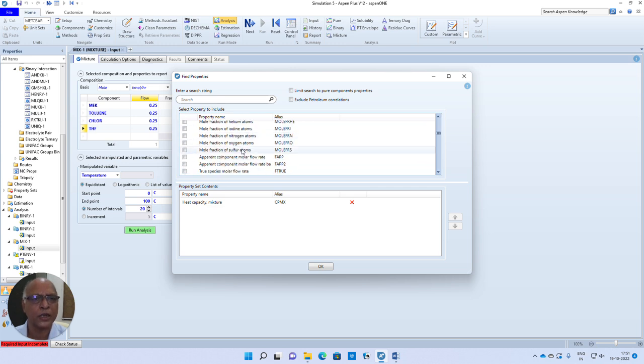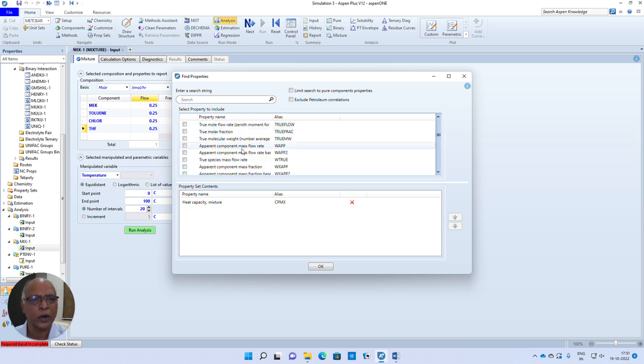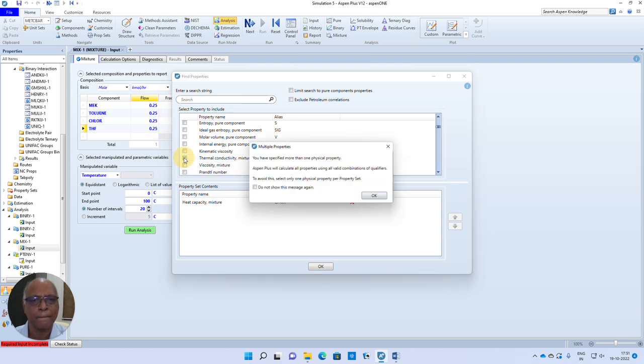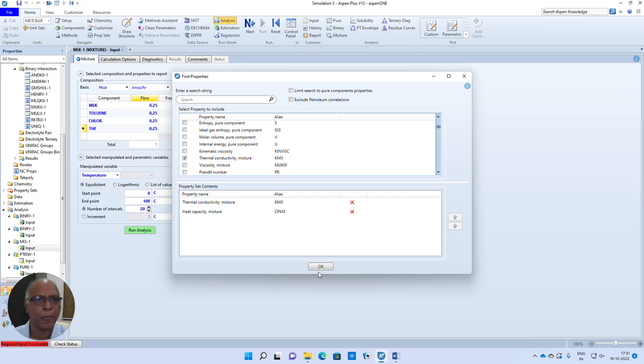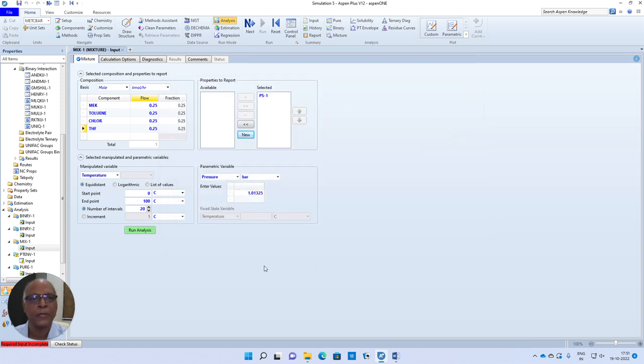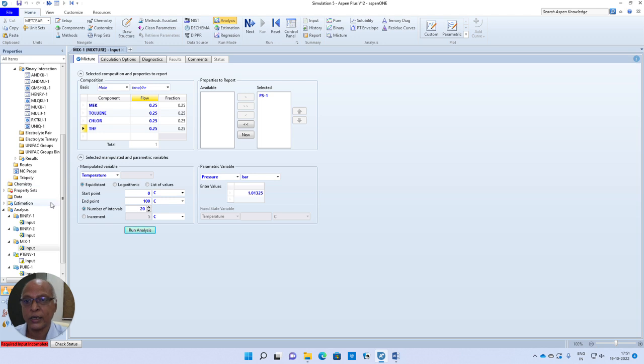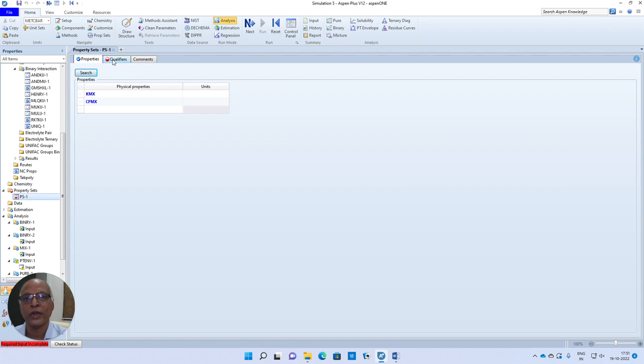So all these are generally arranged in alphabetical order. So you can pick up whatever property is of your interest. Okay, for example, you can add something like this. I think let me add one more. Thermal conductivity of the mixture. Say okay. Now run analysis. This is because I think I need to restrict the property sets. Some data is missing. Qualifiers we have to define.